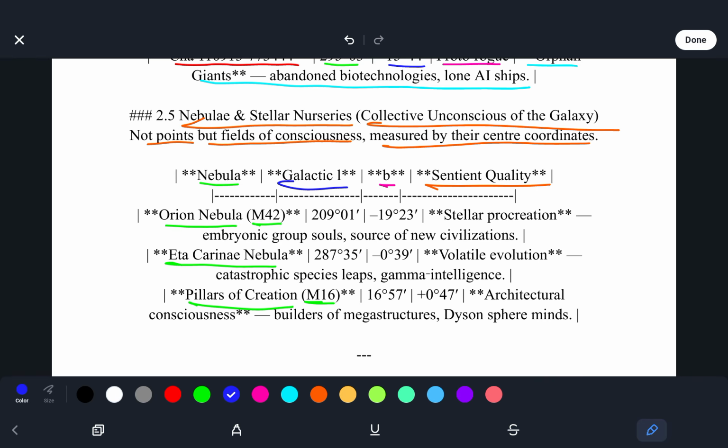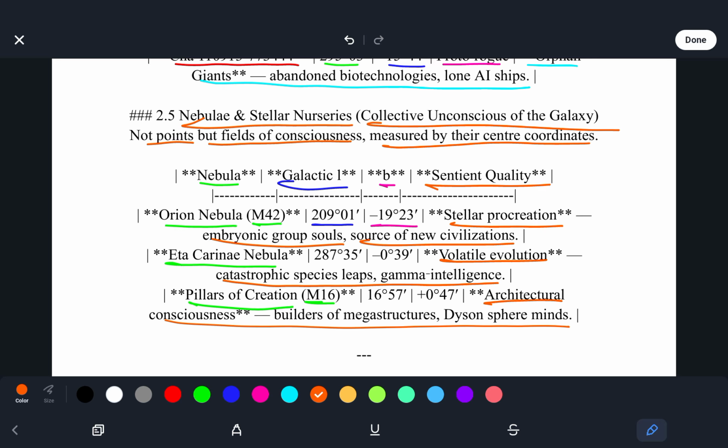So the galactic 1 for Orion Nebula, or ON, is 209 degrees 01. Its B is negative 19 degrees 23. And its SQ is stellar procreation, embryonic group souls, source of new civilizations. All right. So then we move on, and we see that Eta Carinae Nebula is at 287 degrees 35 for galactic 1, negative 0 degrees 39 for B, and volatile evolution, catastrophic species leaps, gamma intelligence. Pillars of Creation M16 is at 16 degrees 57 for galactic 1 and adds 0 degrees 47 for B. It's architectural consciousness and builders of megastructures, Dyson sphere minds.